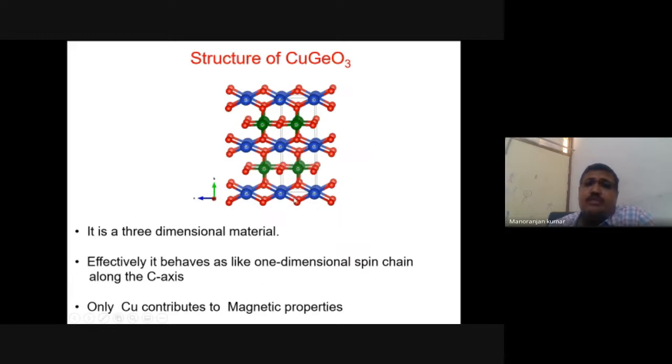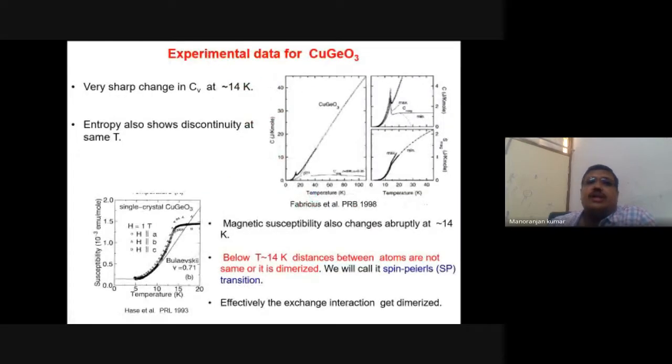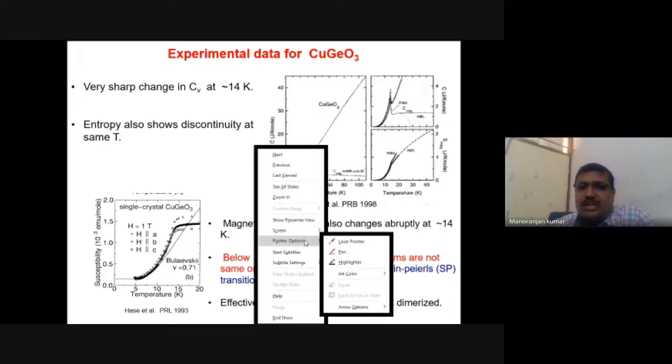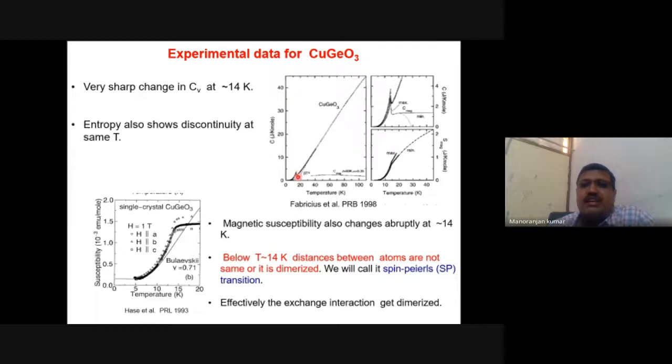Here we are interested in the magnetism. Most of the magnetic contribution comes from the copper. Let's see what experimental results we have. Here I'm showing the specific heat, and you see there is a sharp anomaly at this point, and that is around 14 Kelvin.